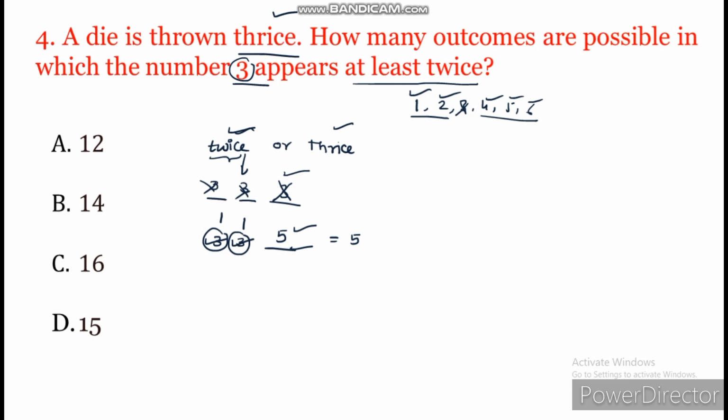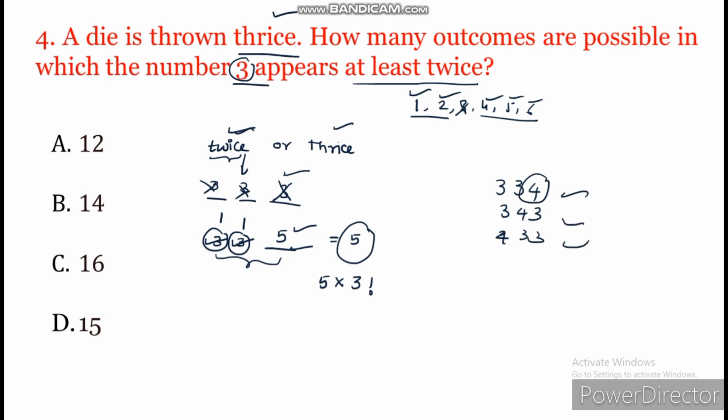These are the selections. But in how many ways can you jumble? You can jumble in 3 factorial ways, because this is just what we have selected now. This can be 3 3 4, or this can be 3 4 3, or 4 3 3. We can arrange also. When you select a number, we can arrange that also. In how many ways can we arrange? 3 factorial. But I should divide it by 2 factorial. Why? Because 3 is repeating twice. Right? As I told in the previous example, we should divide it by 2.